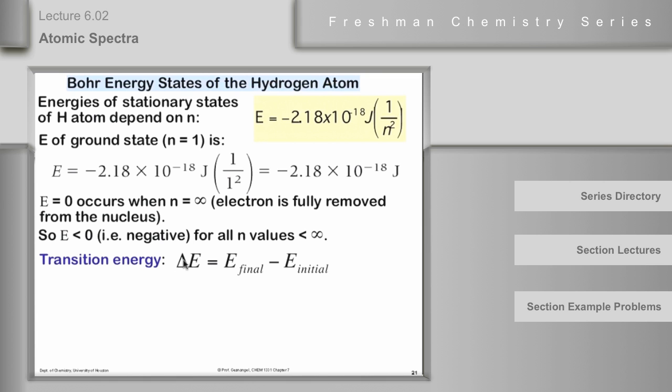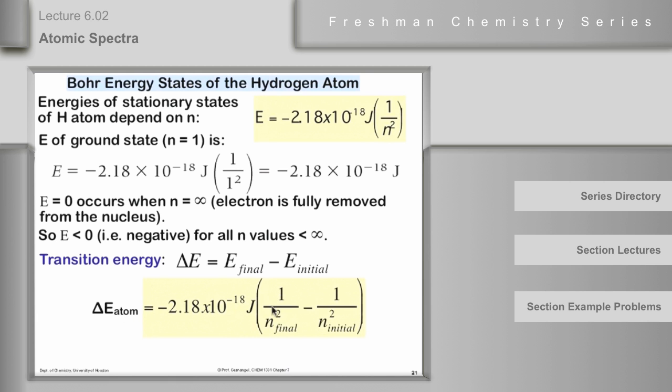The transition energy then can be calculated by delta E of the atom is equal to E final minus E initial, and the n value for E final is going to be plugged into this equation, and the n value for this E initial is going to be plugged in, and if you factor out the negative 2.18 times 10 to the negative 18 joules, Bohr's delta E equation is given here.